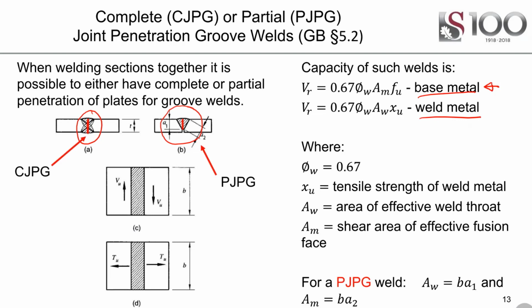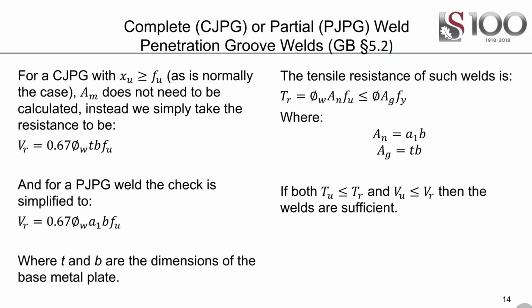So there's complete and there's partial penetration. For a complete joint penetration groove weld, the A_w does not need to be calculated, so instead we simply take the resistance to be the following. And so we can also take it as such. So that simplifies our life a lot. We have a much simpler equation to work with there when we are designing it to get our resistance.